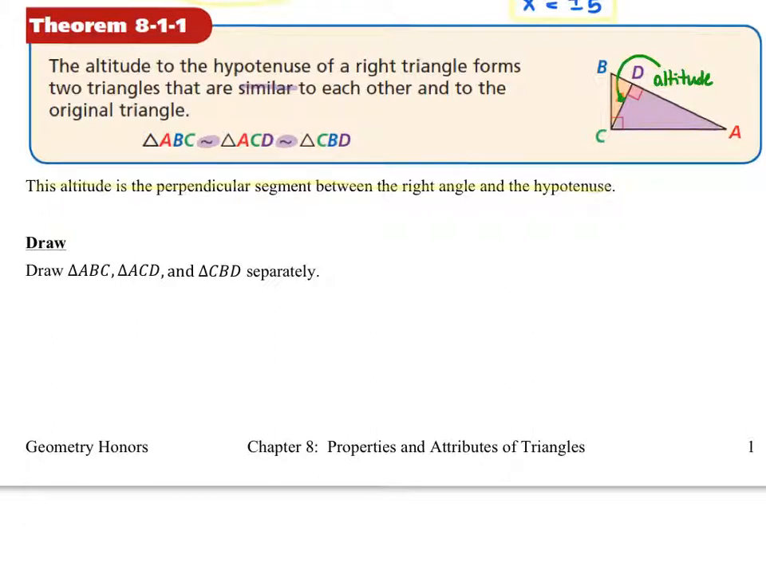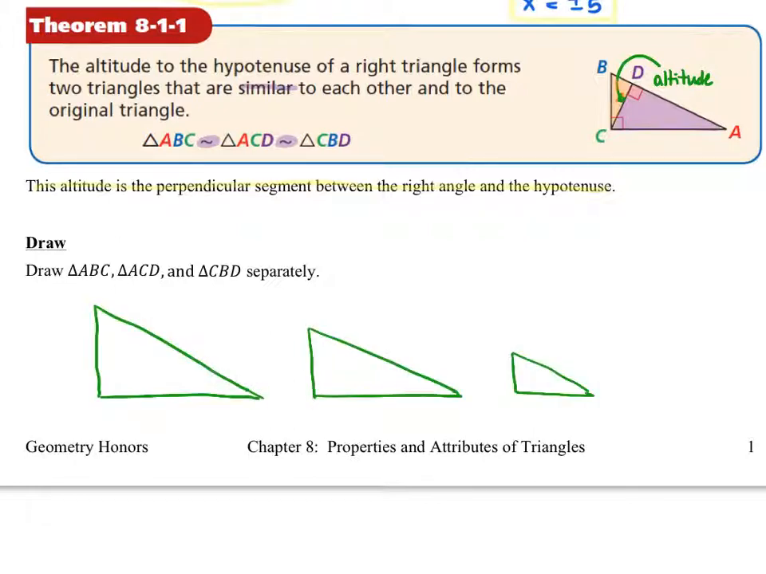And the next thing that we want to do is redraw all 3 triangles and reorient them so that they have the same orientation and we can compare them to one another. So here are the 3 triangles. We've got triangles ABC, ACD, and CBD. We need to mark those right angles in each of them, and then we can see, now that we've split them apart, yes, they are all similar. When we see the same orientation, it's much easier to see. When they're all put together, it's a little bit harder.